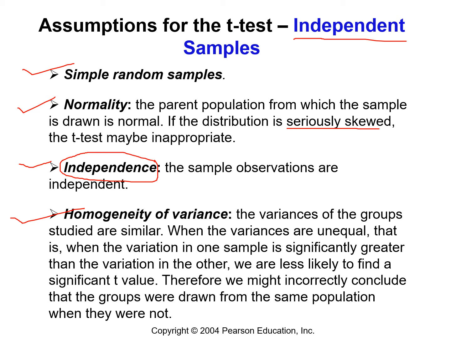Anyhow, we have 4 assumptions for using the t-test in independent samples. Number 1, simple random samples. Number 2, normality of the population from where we take samples. Number 3, independence, and number 4, homogeneity of variance. This is important.